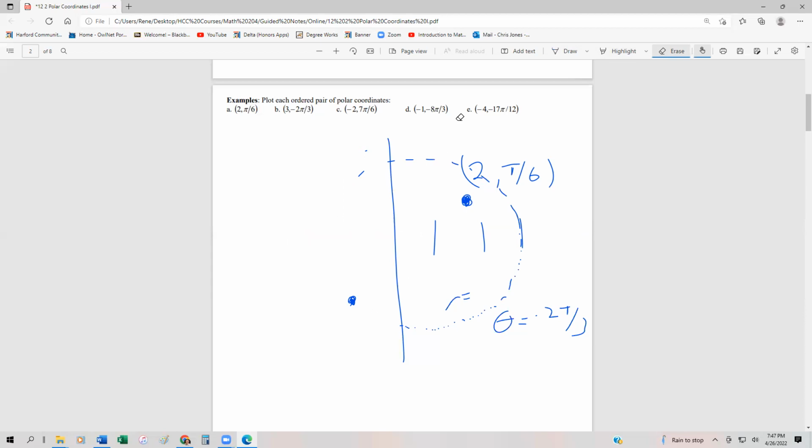We're just really interested in that ordered pair. Let me redraw this, since unfortunately I erased it. So this is 1, 2, 3, and this would be the point 3 comma negative 2 pi over 3. It's pretty easy to plot these points. We just make sure that we use our general directions of angles and radii.